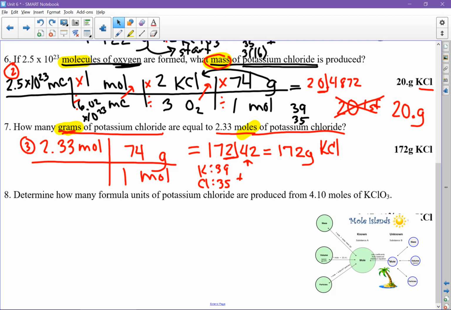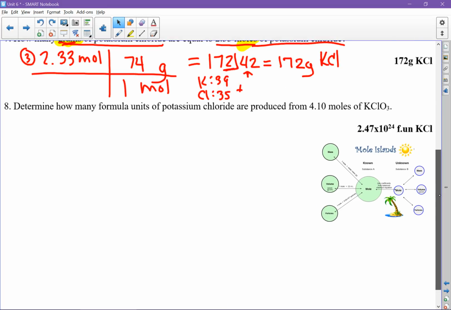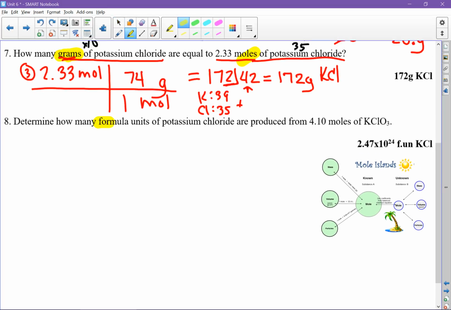Alright, let's look at the last one that goes with this reaction. Find your units, find your islands. I see formula units and I see moles. Okay, so the number that they give me is moles, that's here. Then it says something about formula units, which is a kind of particle. So I don't know if that's here or maybe that's over here.